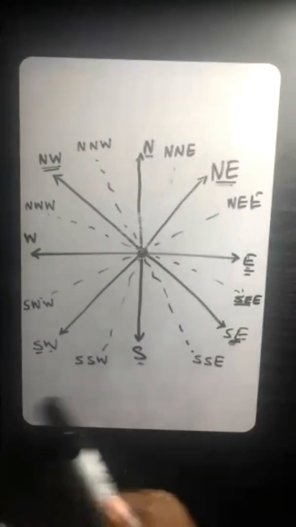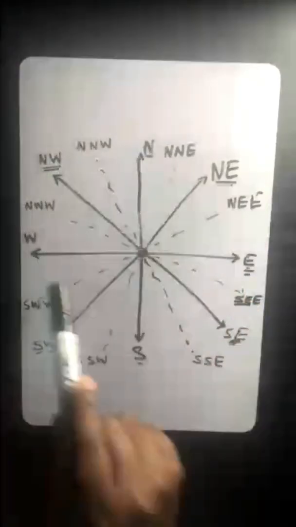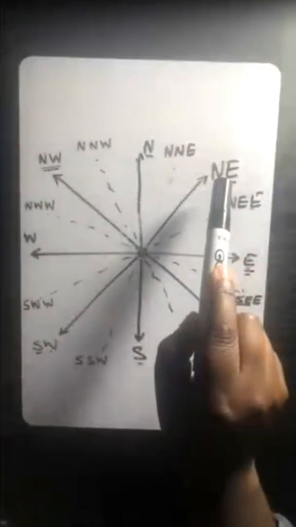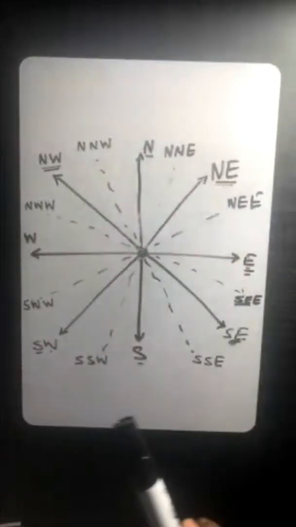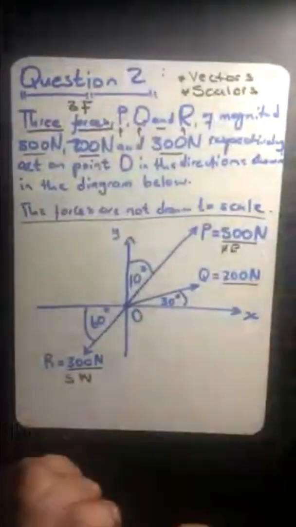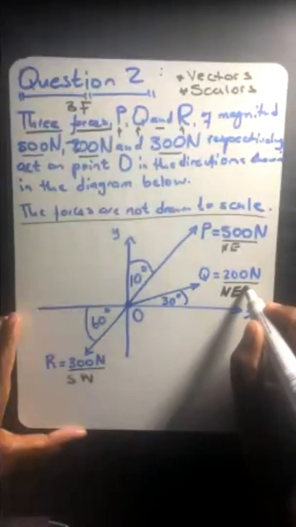Okay, 100%. So those of you who have been wondering how to write these directions, just remember you start with the vertical and the horizontal ones, then you do those. From there, you just say this line is actually between north and east. Someone has got a question? It's not northeast east.